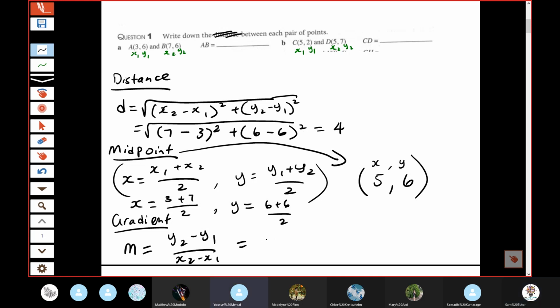3 minus 5. Incorrect. Oh, wait, no, y2. 7 minus 2. Incorrect. They're looking at the wrong one. Oh, wait. Doing A. Oh, okay, sorry about that. 6 minus 6. Yep, over 7 minus 3. That's right. And when you plug that into your calculator, it should give you 0.